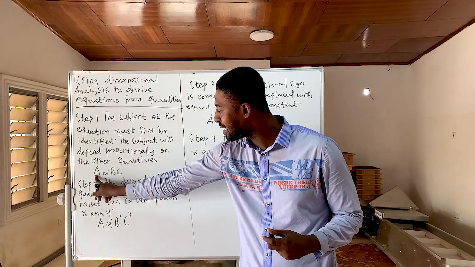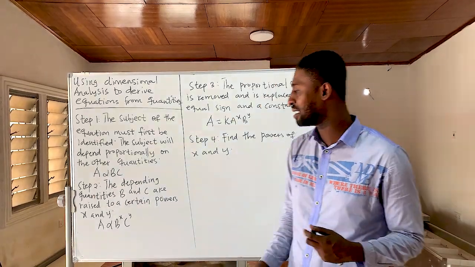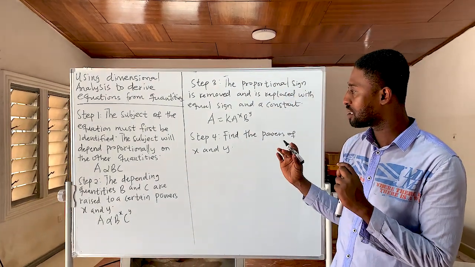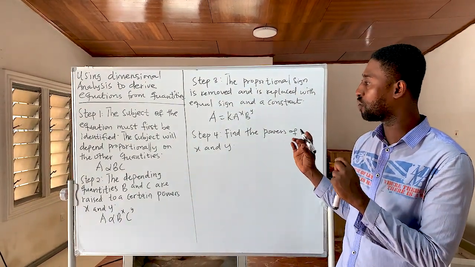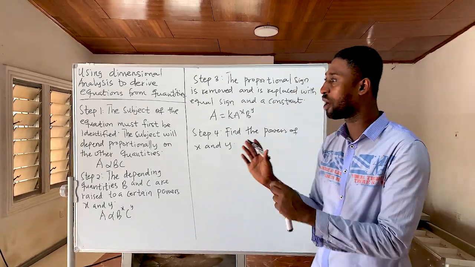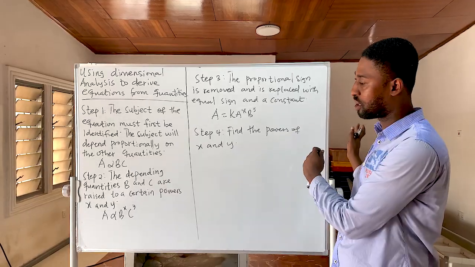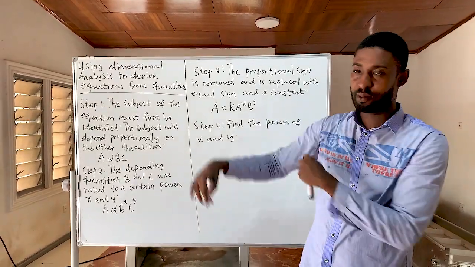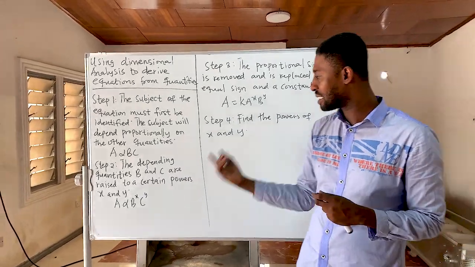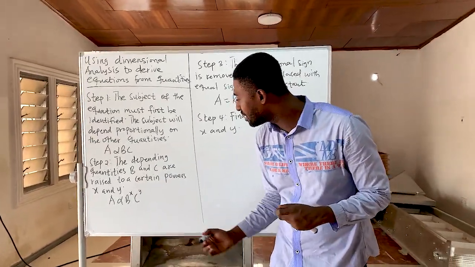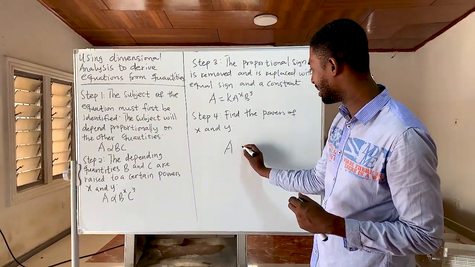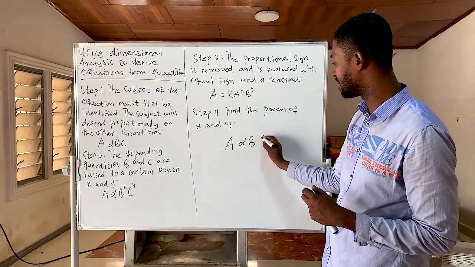So here A is the independent variable and B and C are the dependent variables. First, the independent variable or the subject of the equation must be identified. You should write the equation such that you have the dependent variables at the right hand side and the independent variable, or the subject, at the left hand side. Then step 2, the dependent quantities B and C. Here we are assuming that A is our subject, which is directly proportional to B and C.